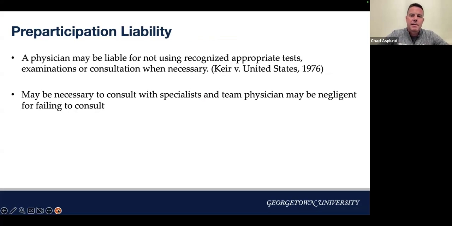Pre-participation liability. Hewitt versus US found that a physician may be liable for not using recognized appropriate tests or consultation when necessary. And so it may be necessary to consult with specialists, and the team physician may be found negligent for failing to consult. We go back to the case of the Marfan's aneurysm, but also we've all had cases where there may have been some complexity, whether it's a neurologic issue, an orthopedic issue, or a cardiac issue, and it's always helpful to make sure that you consult with specialists, especially on those cases that are confusing, not straightforward, or complicated.